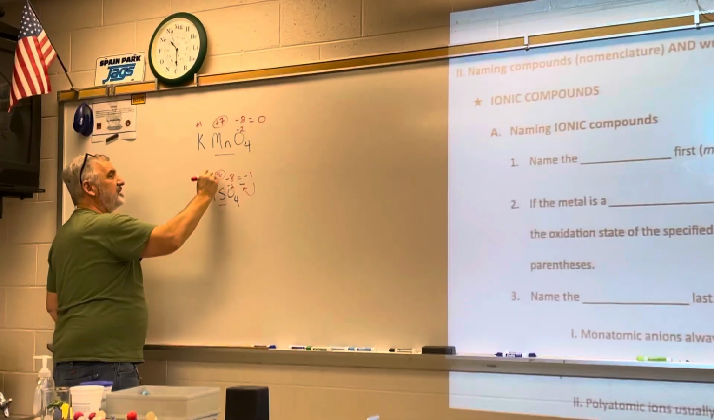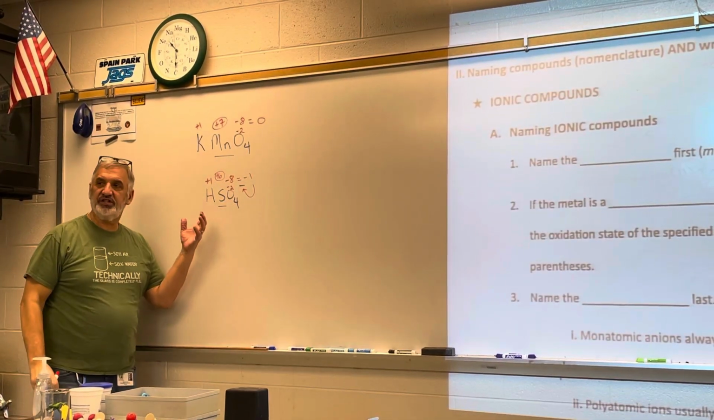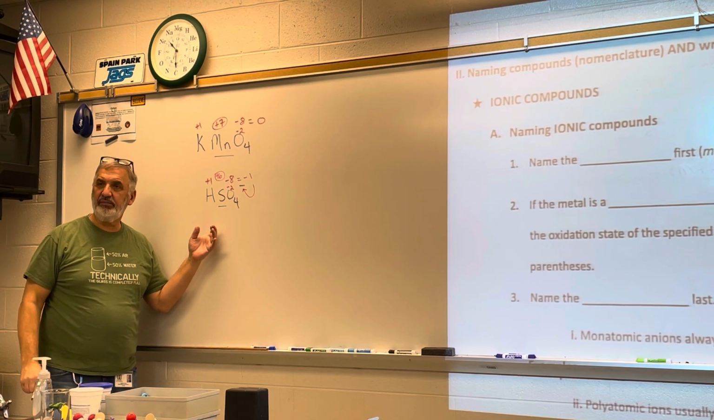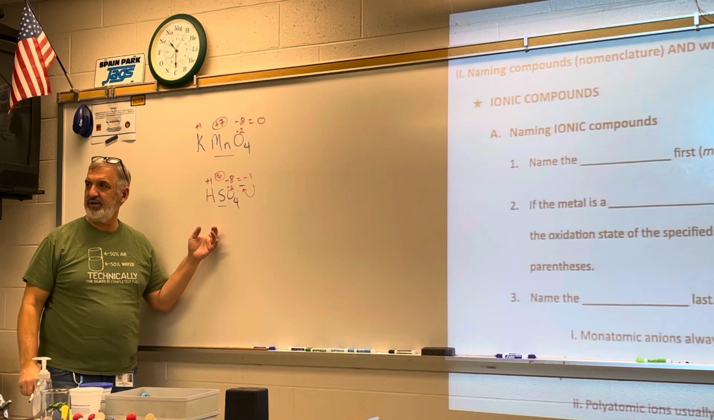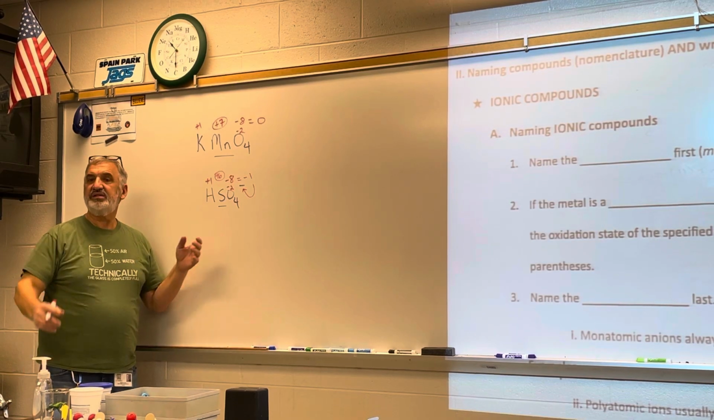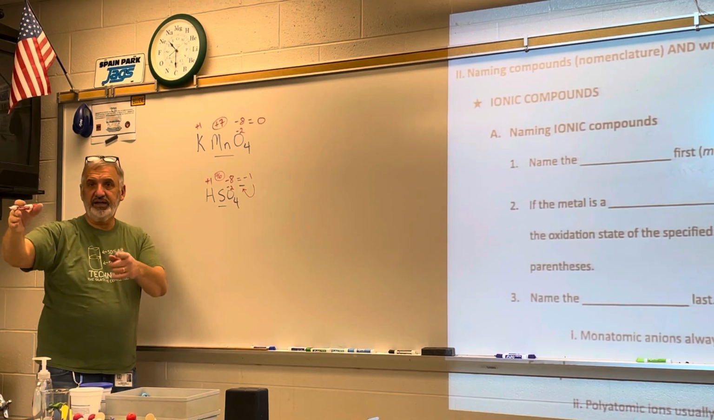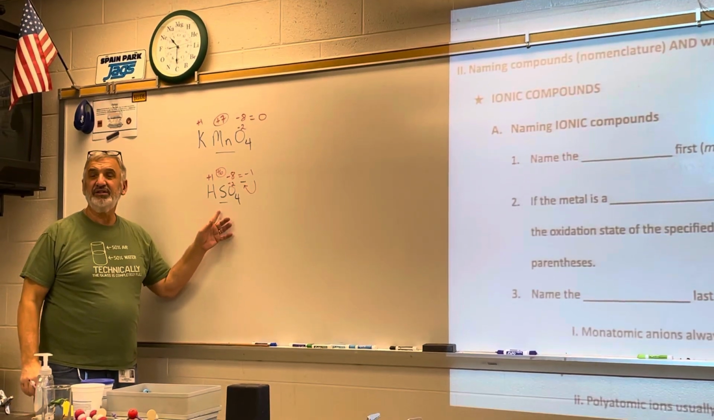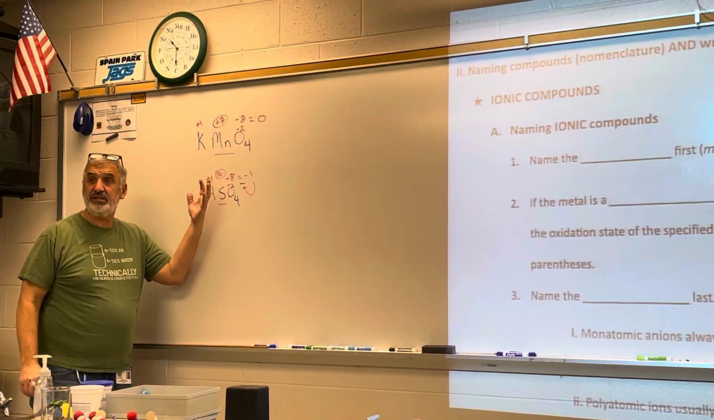+6. Now, does that mean that sulfur lost 6 electrons? What does that +6 tell me? What does the oxidation state tell me? 6 electrons are involved in bonding. Okay? So that's why we say +6, not 6 plus.